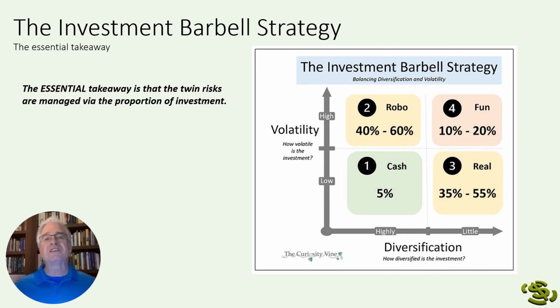Next are the percentage targets for each quadrant. As you would expect, cash is pretty low to handle your waterfall liquidity and unexpected opportunities. Robo and Real have the dominant share. This is where you hold your anchoring financial and real estate investments. Finally, the fun quadrant has most risk, but it's also governed by a lower percentage exposure.